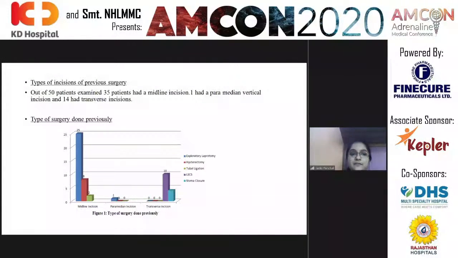Type of incision of previous surgery. Out of 50 patients examined, 35 had midline incision, 1 had paramedian, and 14 had transverse incision. Type of surgery done: out of 35, 25 had exploratory laparotomy, 8 had hysterectomy, and 2 had tubal ligation. Out of 14 transverse incisions, 10 were of LSCS and 4 were of stoma closure.